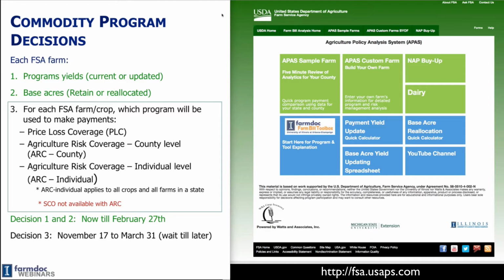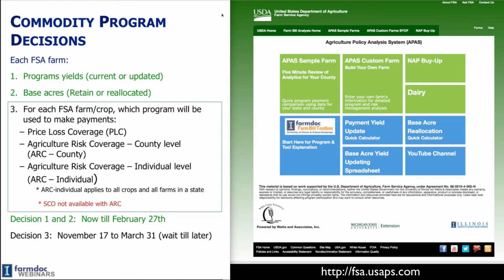The third set of decisions is how to receive the program payments, and you'll have three alternatives. ARC individual, which is a whole farm policy. We actually think that most farmers will not take that, and we're going to spend a lot of time talking about price loss coverage in ARC County. And you can split the decisions by crop if you choose not to insure or use ARC individual. So you can enroll corn in ARC County, you can enroll soybeans in ARC County, and you could enroll wheat in PLC, all on the same FSA farm, and then each FSA farm could have different programs.